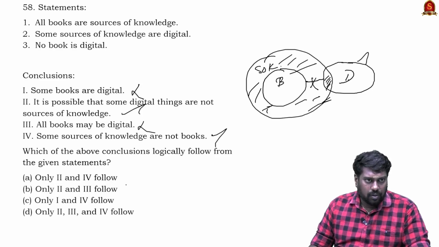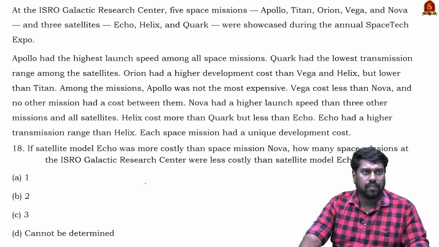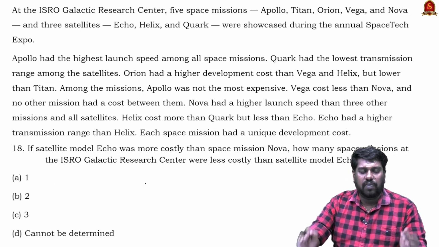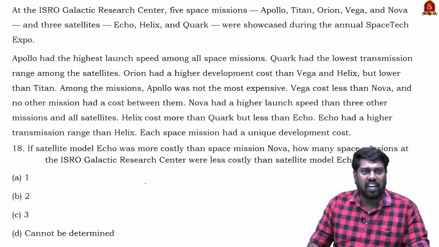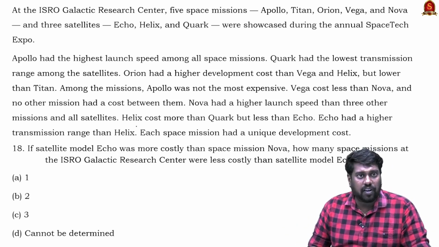Only 2 and 3 follows, option B, okay. So this is a very easy syllogism. In this particular question paper, syllogism, both the questions are very easy, right. The next question, we need not go for the entire reading of the question itself. The first line of the question is more than sufficient for us to answer the question.